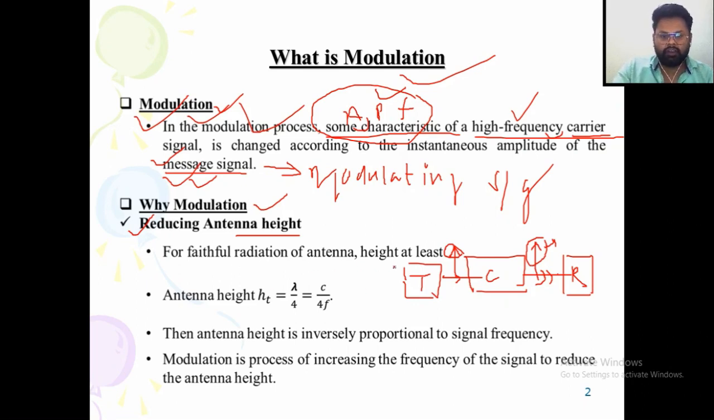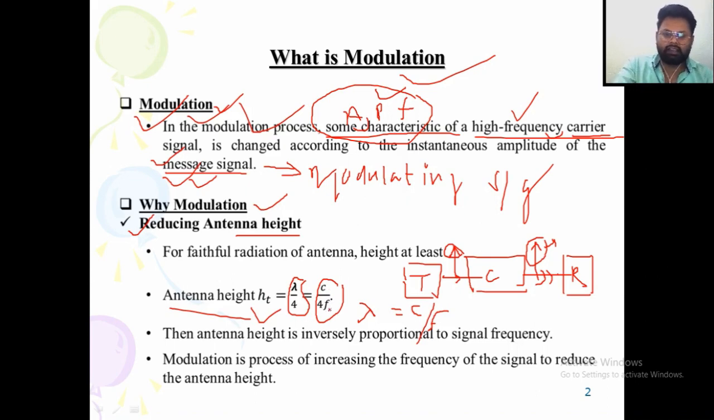For faithful radiation, for both the transmitting and the receiving antenna, the antenna height must be lambda by 4. If we put in lambda equal to the speed of light divided by the frequency of the signal, we get a relationship between the antenna height, the speed of light and the frequency.